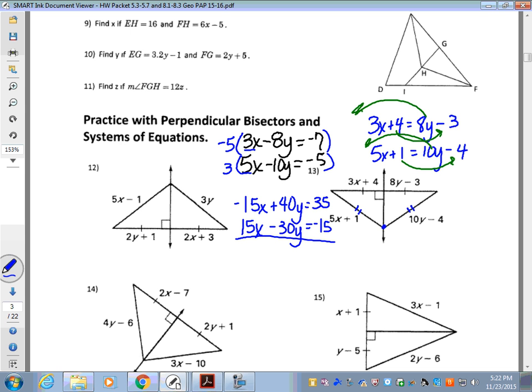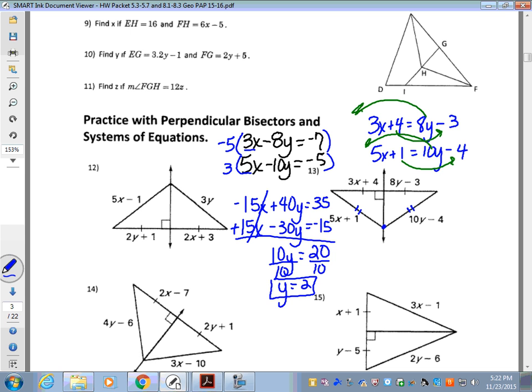And now I can eliminate the x's. By using addition, negative 15x plus a positive 15x is 0. This will leave me with a positive 10y, and this is going to leave me with 20. And then we're going to divide by 10, and y equals 2.